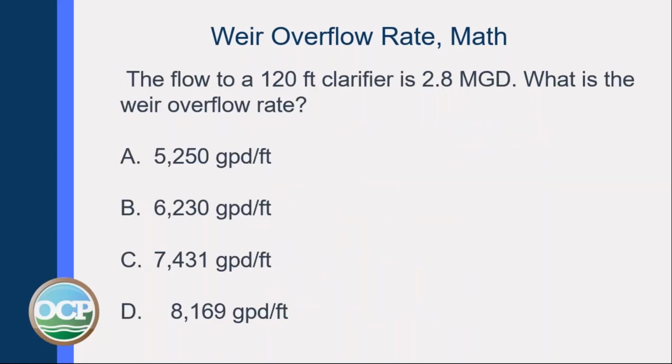Here's one for you to work. The flow to a 120-foot clarifier is 2.8 million gallons per day. What is the weir overflow rate? Go ahead and try it. And then we'll work it together.